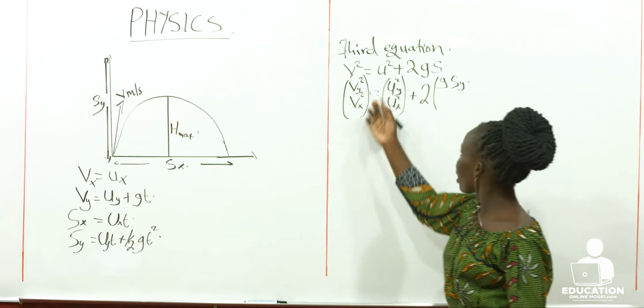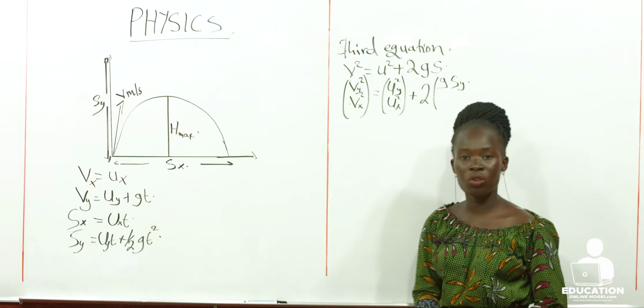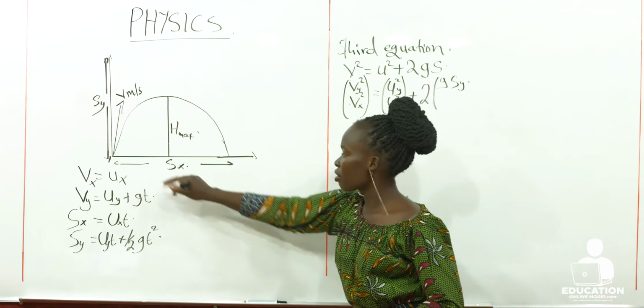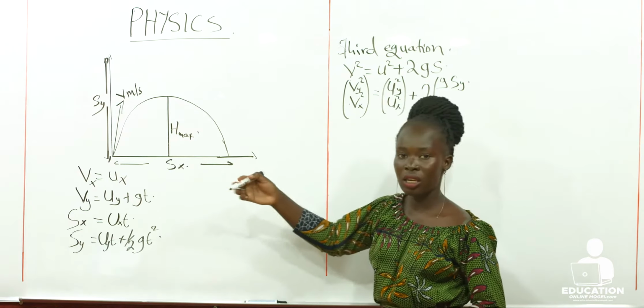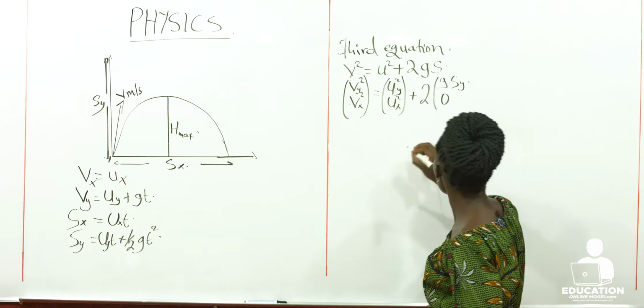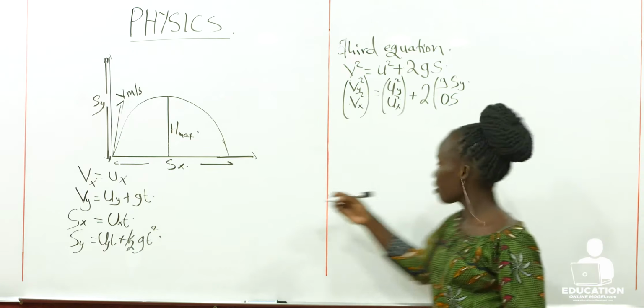So let's take a look at when the body is now taking the horizontal motion. You see that in the horizontal motion, there is no acceleration acting on it. So acceleration there is 0, meaning here we shall have our 0, but then we still have this distance here, which is the Sx.